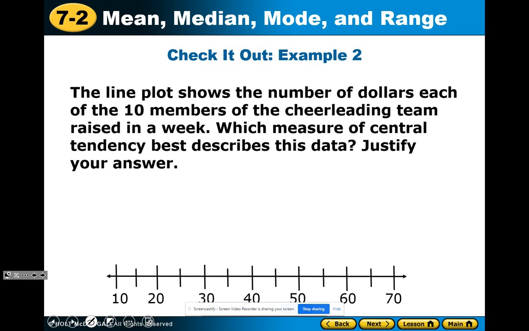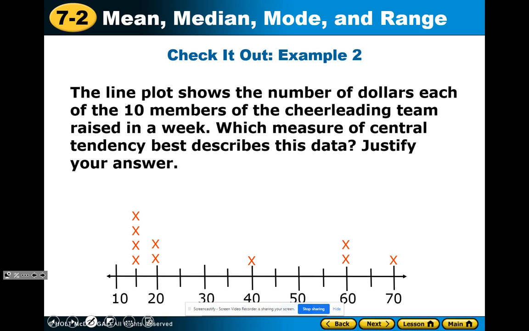This line plot shows the number of dollars each of the 10 members of the cheerleading team raised in a week. All right. So the cheerleaders raised money. There were 10 members. Here's what they raised. We had some that raised 15, some that raised 20, one that raised 40, some that raised 60, and one that raised 70.